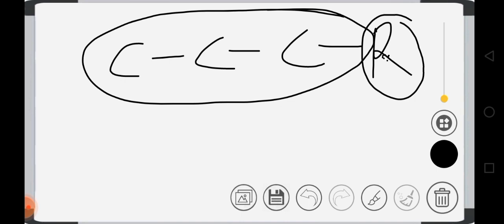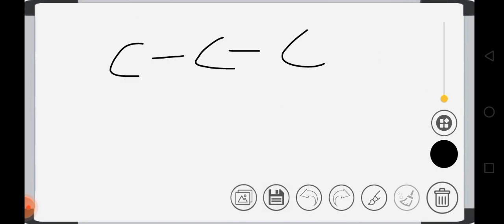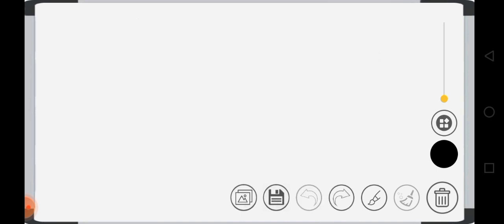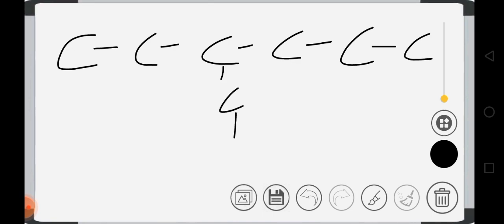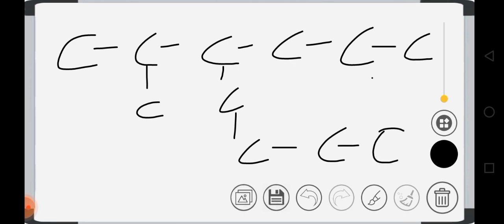Before you name an organic compound, the first thing you look at is, let me just show you. Let's say we have a carbon chain like this, 1, 2, 3, 4, 5, 6, 7. Let me not make it too complex. So if you look at this compound now, look at this compound.